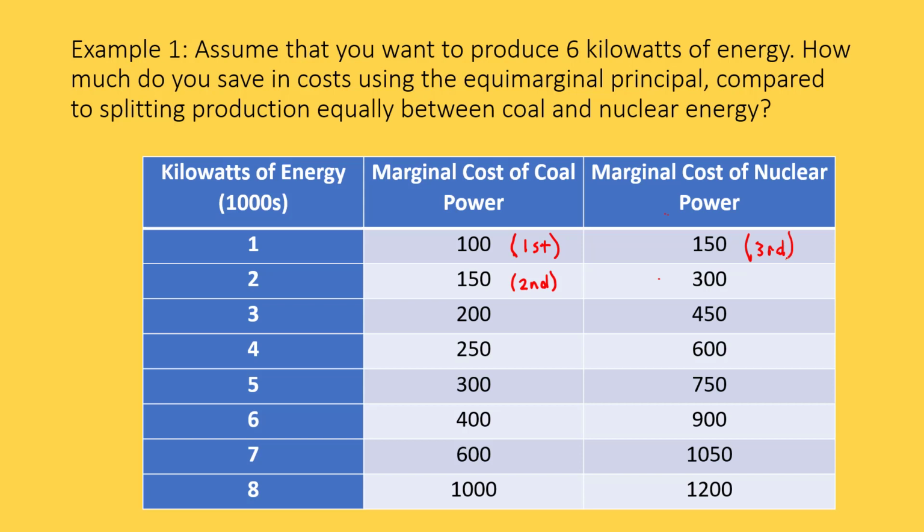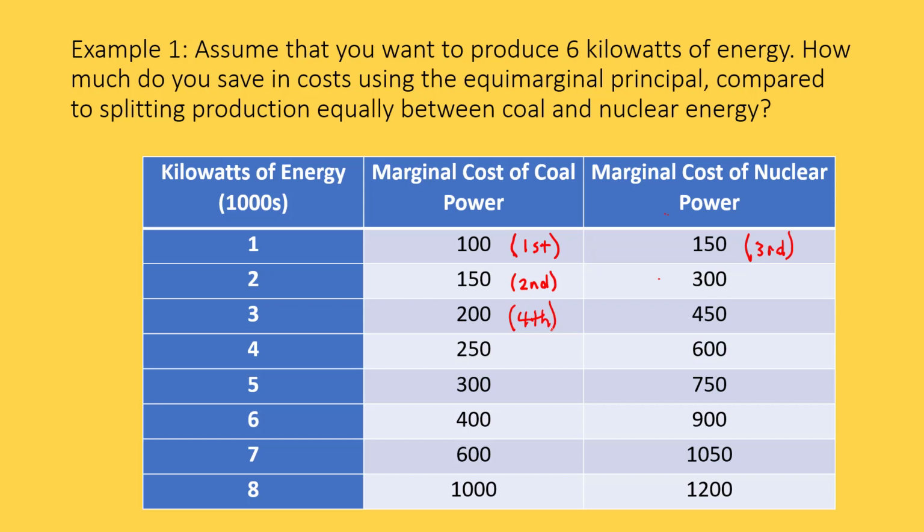Now, again, we need a total of 6, so if we're going to pick our fourth energy source, if it comes from our third unit of coal, it's going to cost $200. If it comes from our second unit of nuclear, it's going to cost $300. It is cheaper to use coal than nuclear here, so our fourth source is going to come from here.